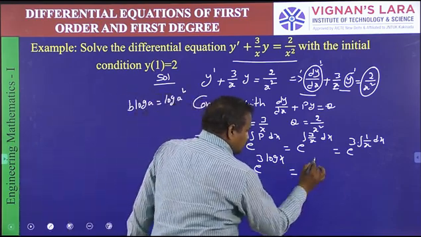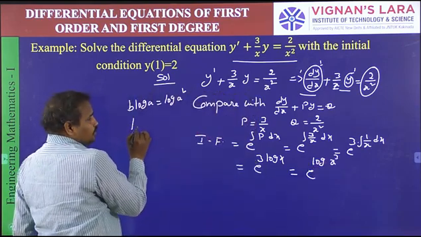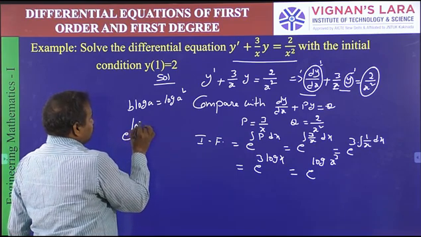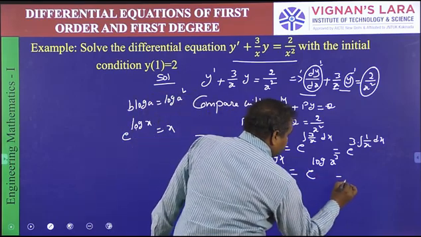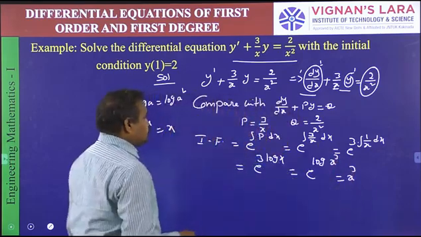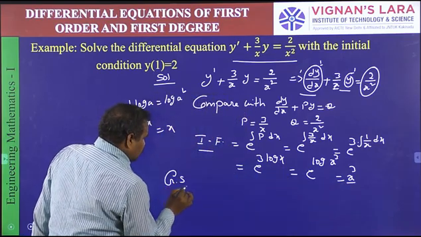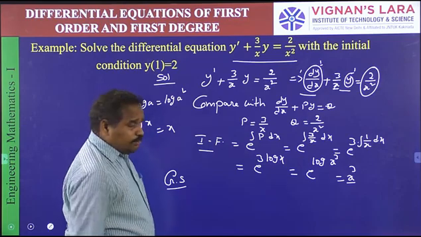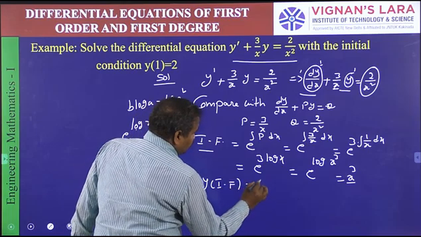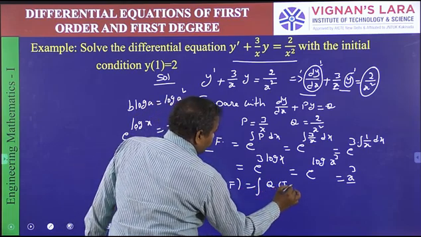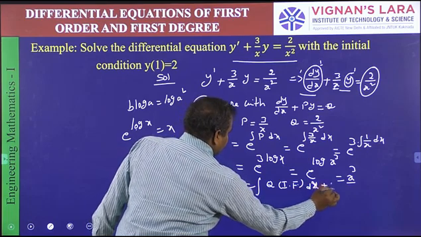So this one is e power log x cube. And one more formula, e power log x can always be written as x. So e power log x cube value is x cube. So the integrating factor value is what? x cube. Now write the general solution. What is the general solution formula? y into integrating factor is equal to integral q into integrating factor into dx plus c.